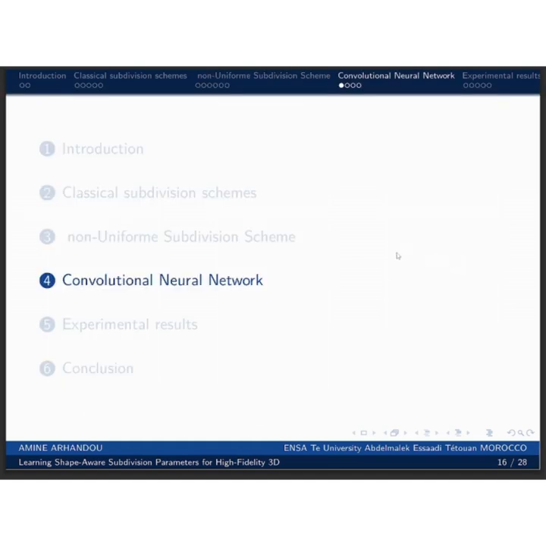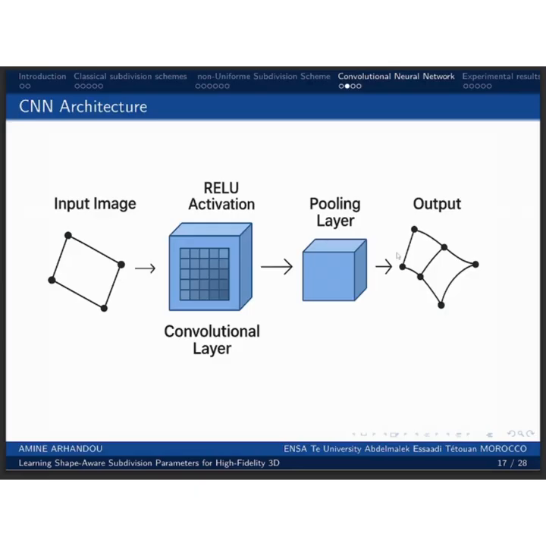We move now to convolutional neural networks, the method of AI. This is the architecture of a CNN. We start with the input image. It means the control parameters. Then the convolution layer, pooling layer, and finally the output. It means the image in output.